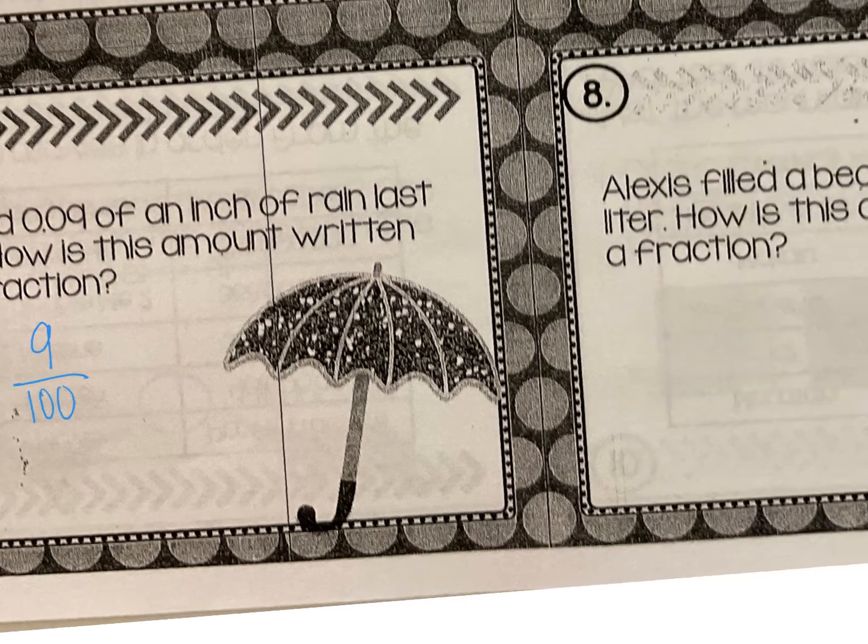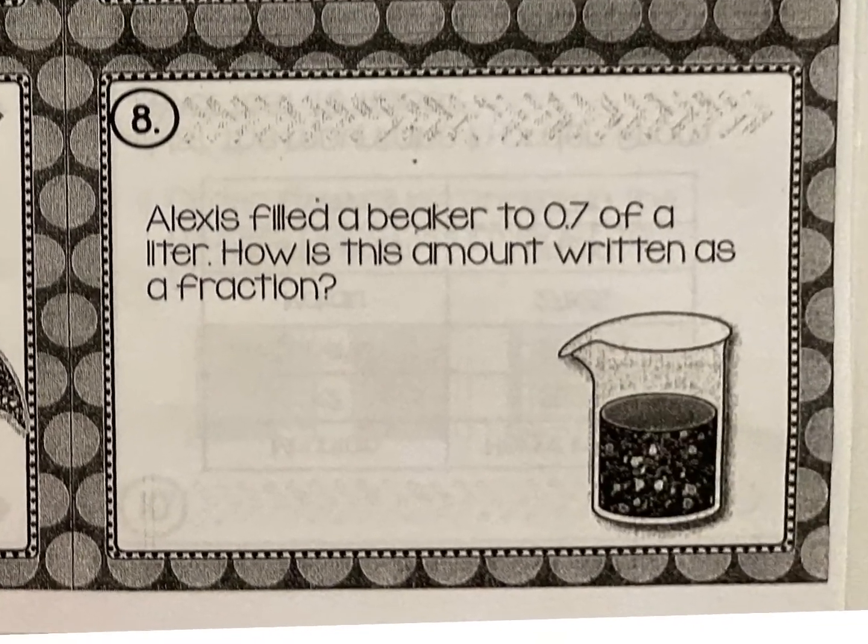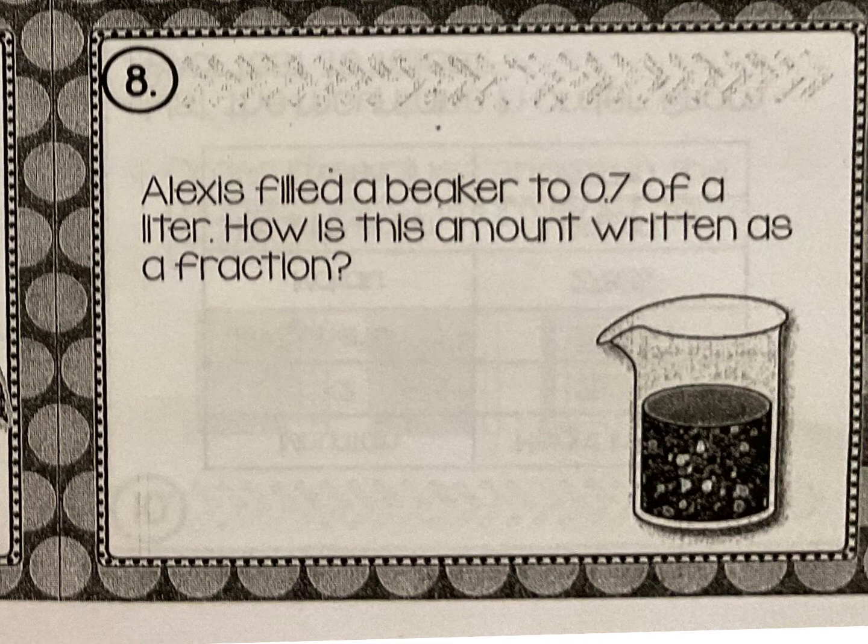Okay. What about number 8? Alexis filled a beaker to 7/10 of a liter. How is this amount written as a fraction? What am I going to do, Brendan? 7 over 100. Oh, what is it? 7/10. 7 over 10 because it's 7/10.